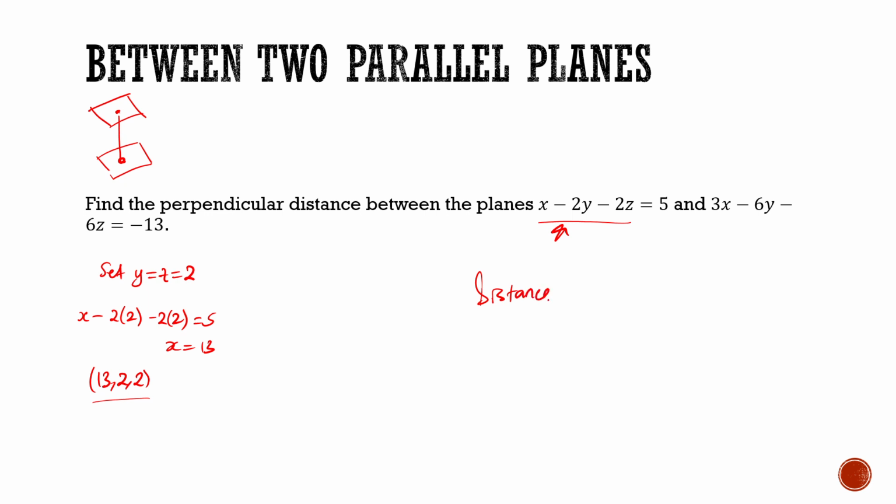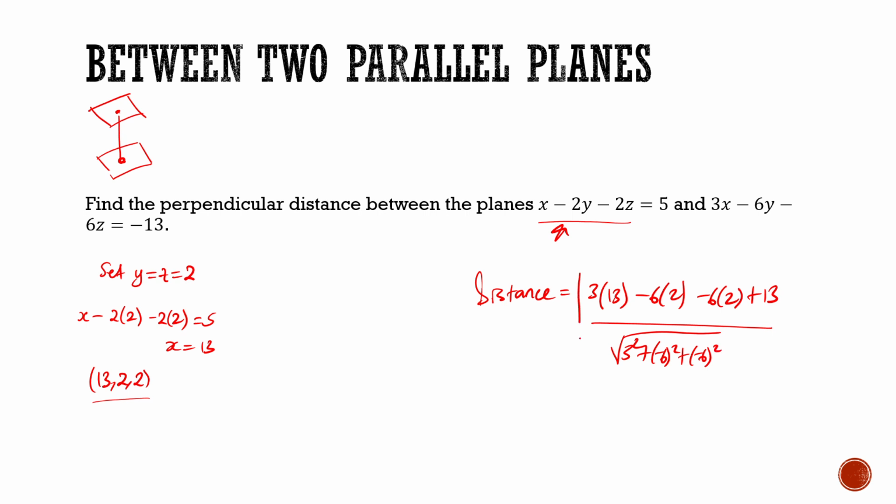So that distance would be 3 times 13 minus 6 times 2 minus 6 times 2 plus 13, out of the square root of 3 squared plus -6 squared plus -6 squared. Don't forget the absolute value signs. And so this gives us 28 out of 9 units, and that is indeed the perpendicular distance between the two planes. You could also decide to pick a point on the second plane and find its perpendicular distance from the first plane. Both ways should still give you the same answer.